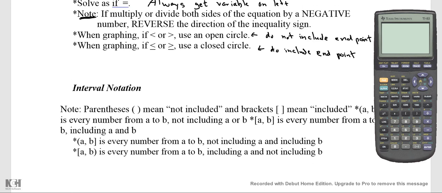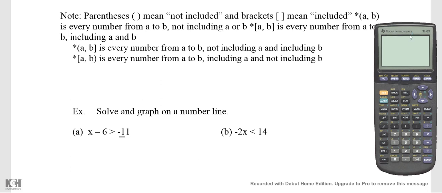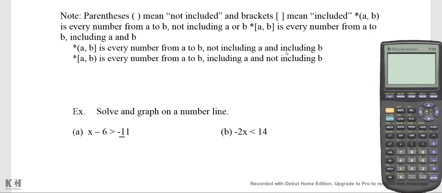Another way to write an inequality is in interval notation. Parentheses mean not included, so that's the same thing as a less than or a greater than. Brackets mean included, so that means less than or equal to, greater than or equal to.